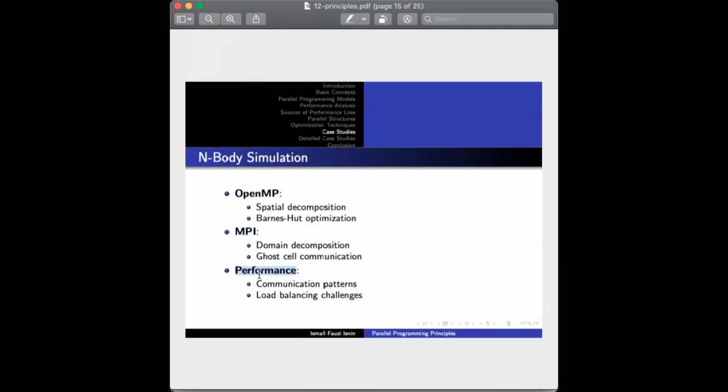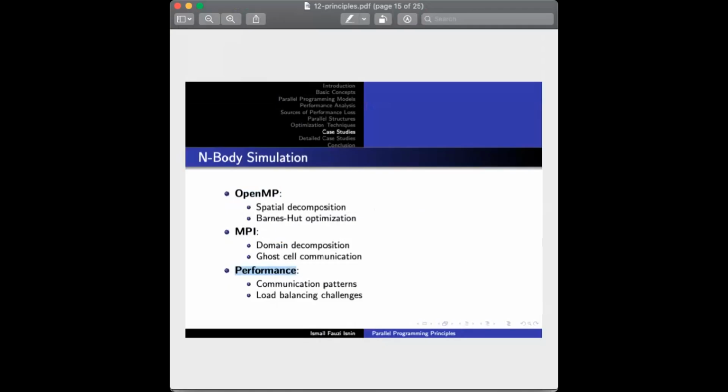And then next one is from a performance standpoint. The core challenges in an N-body simulation actually revolve around managing complex communication patterns and overcoming severe load balancing hurdles as particles naturally cluster together into dense spatial hotspots over time. Okay, those are the challenges in this N-body simulation.